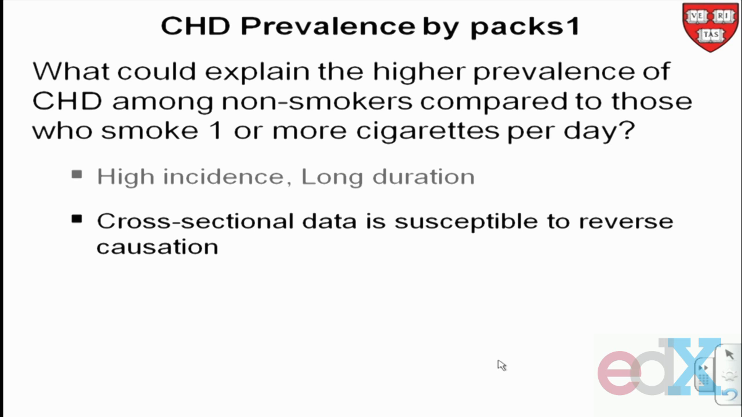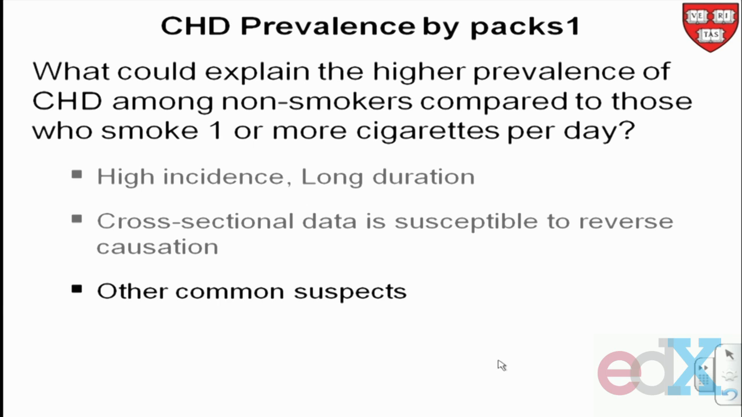What seems most likely is the fact that we're dealing with cross-sectional data here. We can't distinguish between whether it's the smoking that leads to the coronary heart disease or it's the coronary heart disease that affects your smoking. So while it's technically possible the people who smoke less are more likely to have a higher incidence or a higher duration of coronary heart disease, what seems more likely is that the people who are diagnosed with coronary heart disease are then advised to stop smoking.